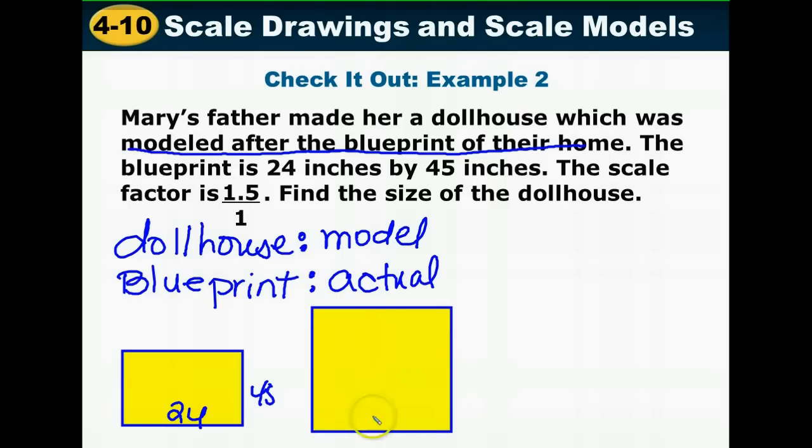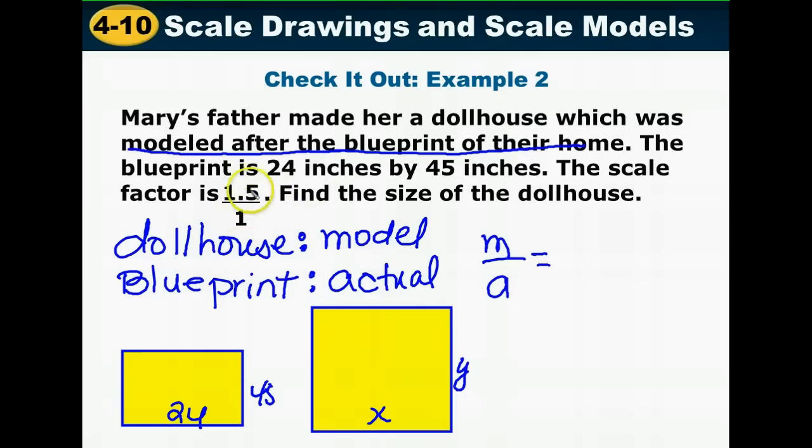Okay, and we need to find x and y, the dimensions of the dollhouse. Okay, so here we have my model. We can set up the proportion again, model to actual. And in the model, we do not know. Let's go ahead and start for x first. We do not know what x is.